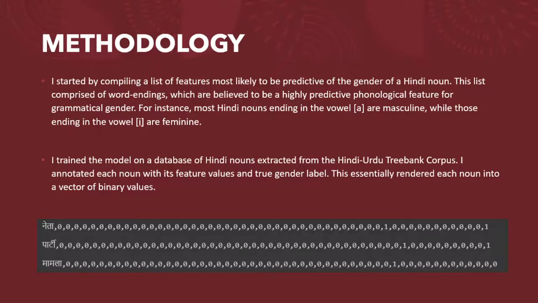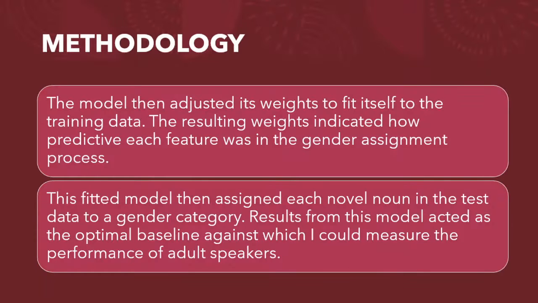Next, I trained the model on a database of Hindi nouns extracted from the Hindi-Urdu Treebank corpus. I annotated each noun with its feature values and true gender labels. This essentially rendered each noun into a vector of binary values. The model then adjusted its weights to fit itself to the training data. The resulting weights indicated how predictive each feature was in the gender assignment process. This fitted model then assigned each novel noun in the test data to a gender category. Results from this model acted as the optimal baseline against which I could measure the performance of adult speakers.